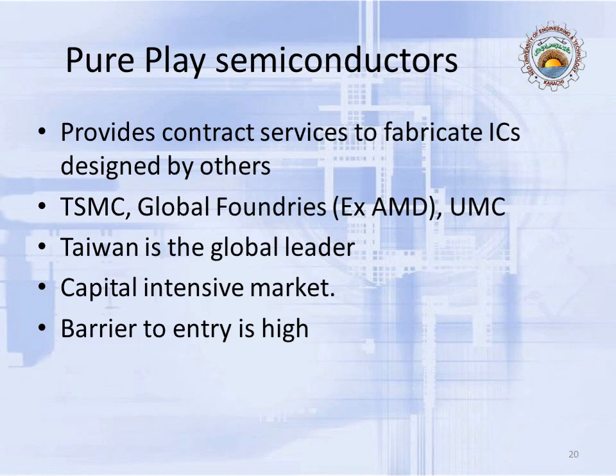So TSMC and Global Foundries receive designs from others, fabricate them and send them back, and they make the money out of it. Again, this is a very capital intensive business. TSMC, Taiwan Semiconductor Manufacturing Corporation, is the global leader in it. Taiwan is the hub of semiconductor manufacturing. UMC is another company there, and there is a company called Global Foundries, which was actually AMD.